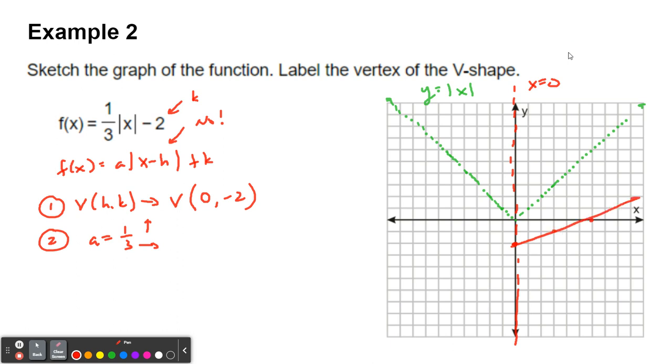And then use symmetry. So this is 3 to the right, so go 3 to the left. This one is 1, 2, 3, 4, 5, 6 to the right, so go 1, 2, 3, 4, 5, 6 to the left. And there's my best at doing the left-hand side. There we go. And there's your absolute value function. Notice it still opens up because the a is positive, but now it's wider because the 1/3 is less than 1.